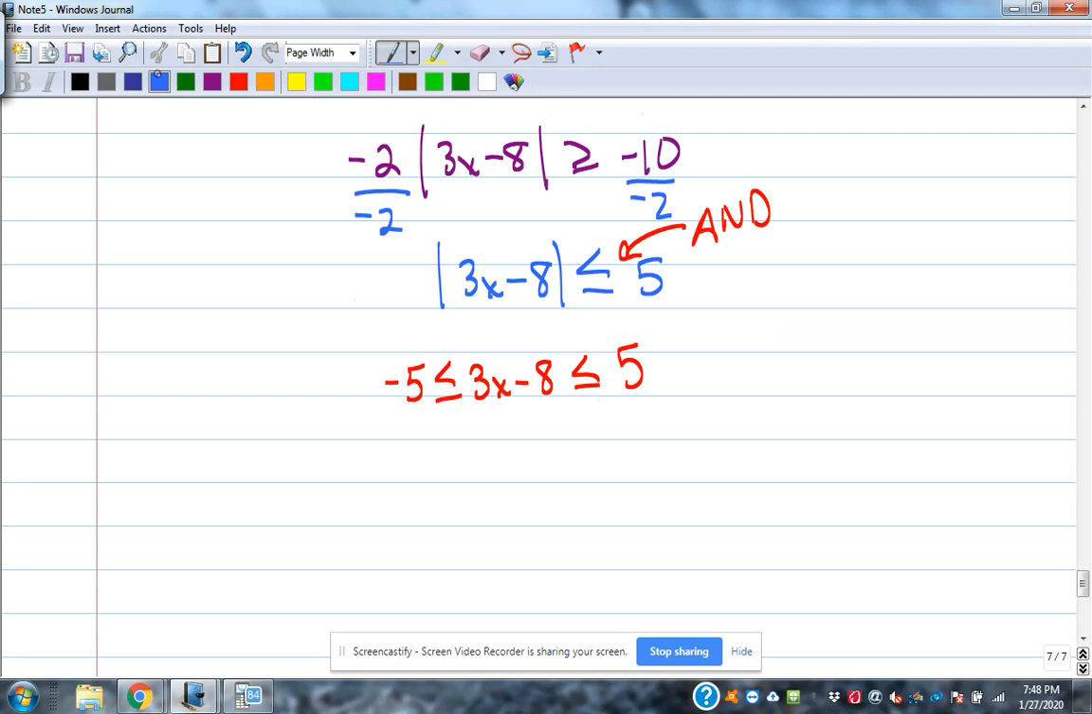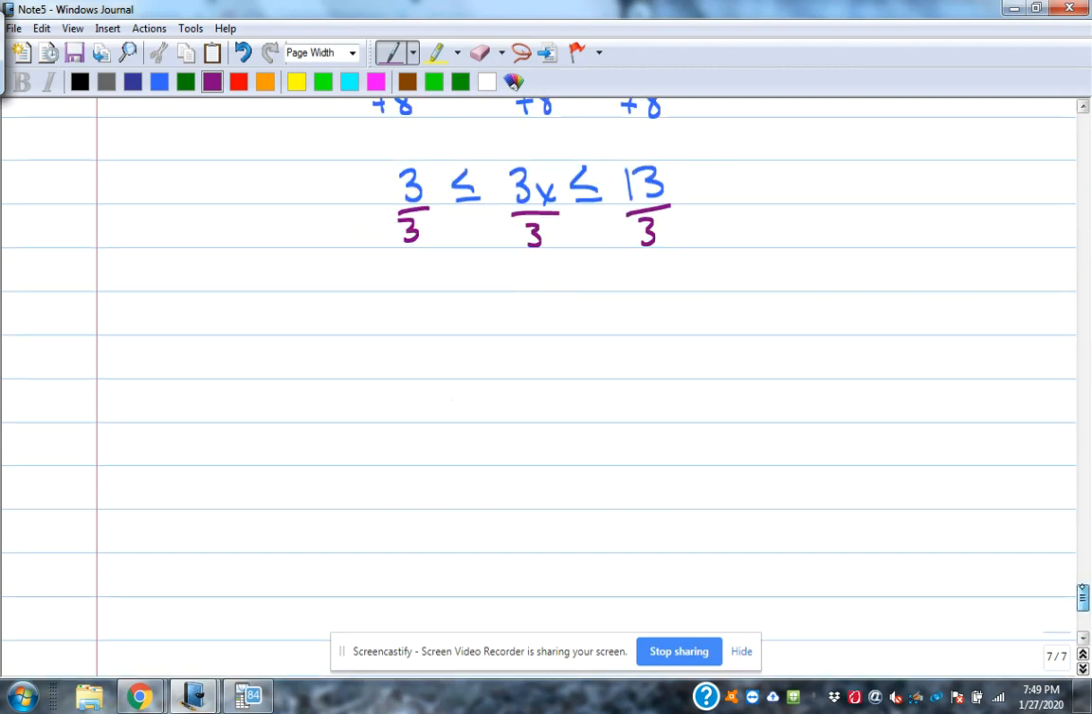So I'm going to solve this problem then. Plus 8. If I add 8 in the middle, I have to add 8 on both ends. 3 less than or equal to 3x less than or equal to 13. And then divide by 3. 1 is less than or equal to x is less than or equal to 13 over 3, which is just a fraction.